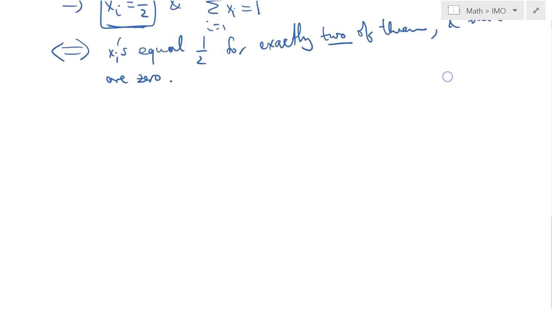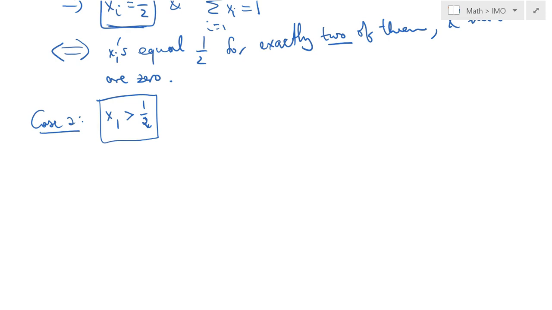Now the second case, case 2. In case 2, we wonder what happens if for at least one of the i's, xi is strictly greater than 1/2. So in that case, let's say that, due to the symmetry of the problem, it is x1 that is greater than 1/2. Let's see what happens in that case.